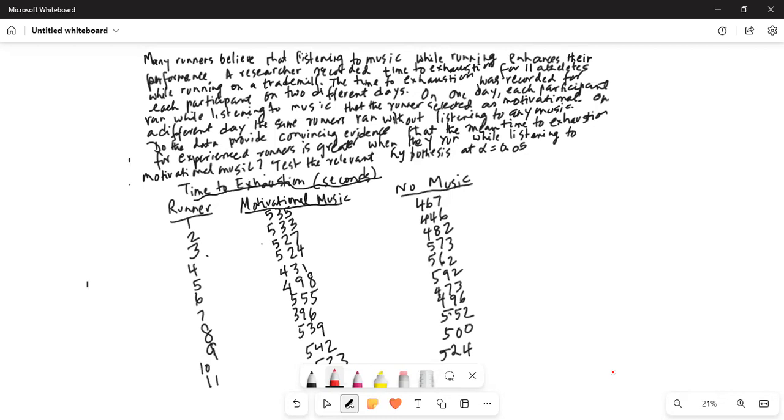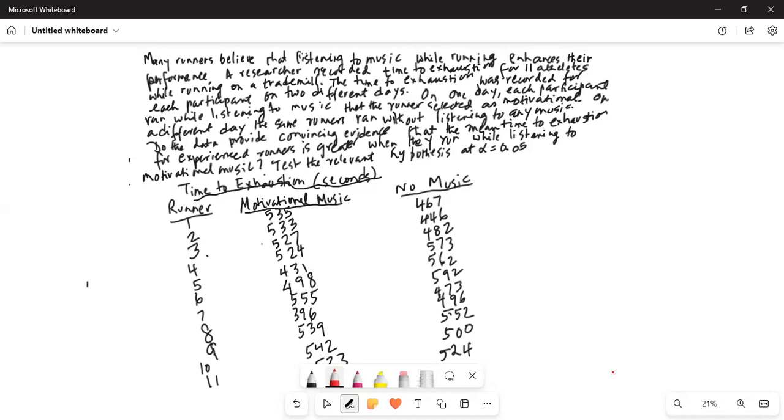Now you have to understand that this is a dependent sample t-test. Why is it a dependent sample? Because the test is performed on the same runners, the same 11 runners, on two different days. Their time to exhaustion was recorded on one day while they were listening to motivational music. On the second day, they ran without listening to motivational music. So how should I approach this problem? We understand this is a dependent sample because the same runner ran on two different days, with music on one day and without music on the second day. Same runners.